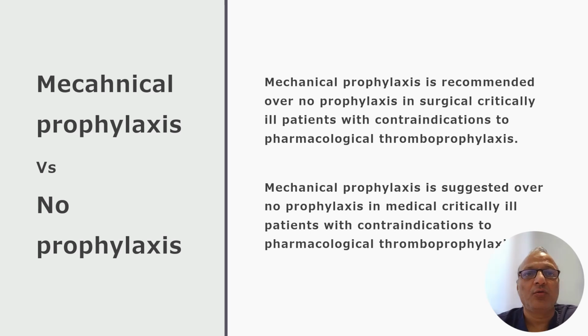With regards to the comparison of mechanical prophylaxis versus no prophylaxis in patients who have a contraindication to pharmacological prophylaxis, there are different statements for surgical and medical patients. The statement for surgical patients is in favor of mechanical prophylaxis at the level of recommendation, while for medical patients, the statement is at the level of suggestion in favor of mechanical prophylaxis over no prophylaxis.